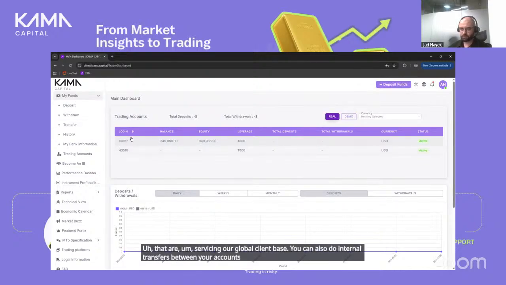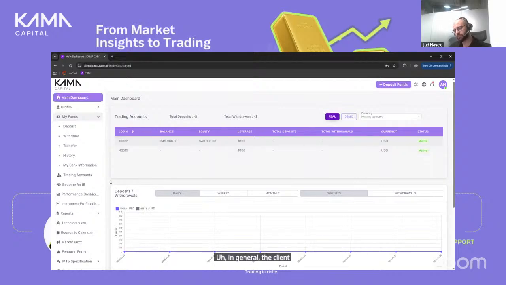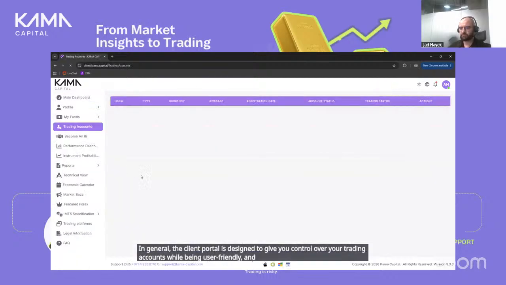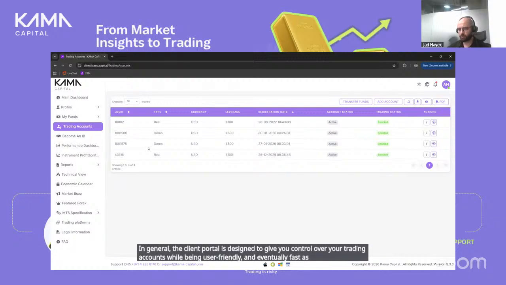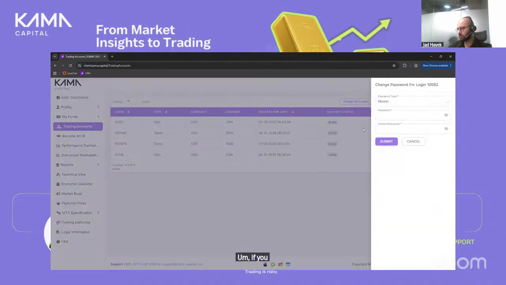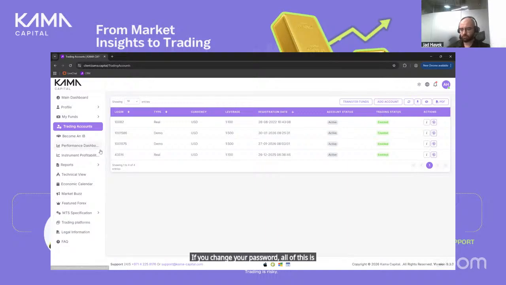You can also do internal transfers between your accounts. As you can see here, we have 2 trading accounts. We can do an internal transfer for them through the client portal. In general, the client portal is designed to give you control over your trading accounts while being user-friendly and fast as well. That's also very important. Here you can add a new account. You can view your account information. If you change your password, all of this is available through your client portal.